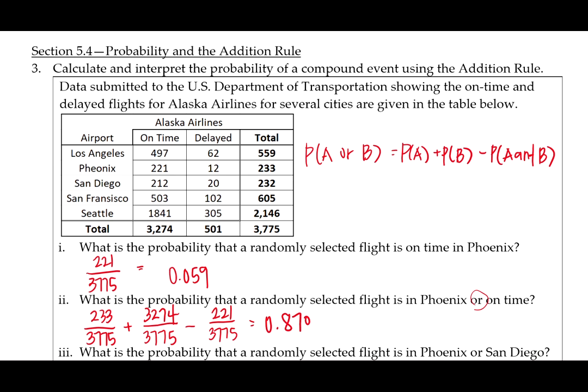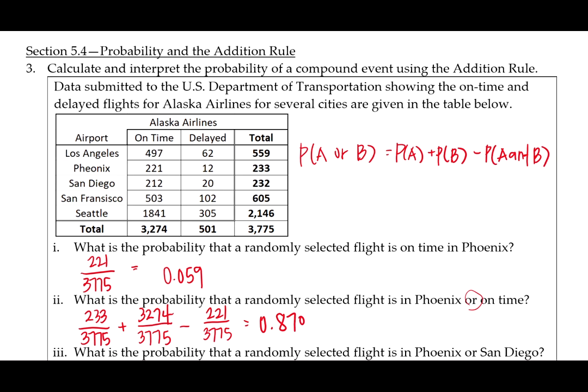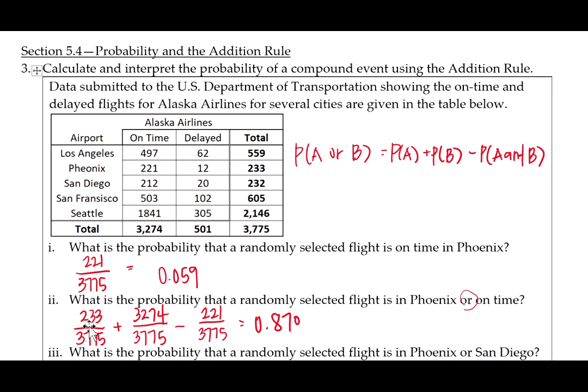Let me explain why we do that subtraction like we did. The 233 comes from 221 plus 12. The 3274 comes from 497 plus 221 plus 212 plus 503 plus 1841. So you'll notice that 221 got included both in the Phoenix row and in the on-time column. And so those 221 flights got included twice when we added the two probabilities together. So we have to subtract them off once in order to make sure that they are not double counted.